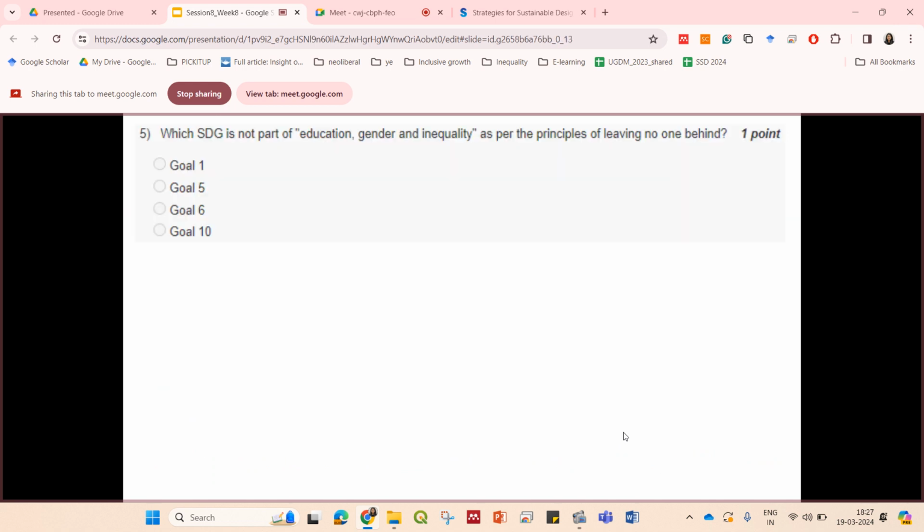Moving on to the next question, which is: which SDG is not part of education, gender and inequality as per the principles of leaving no one behind? And you have several options: goal 1, 5, 6 and 10.